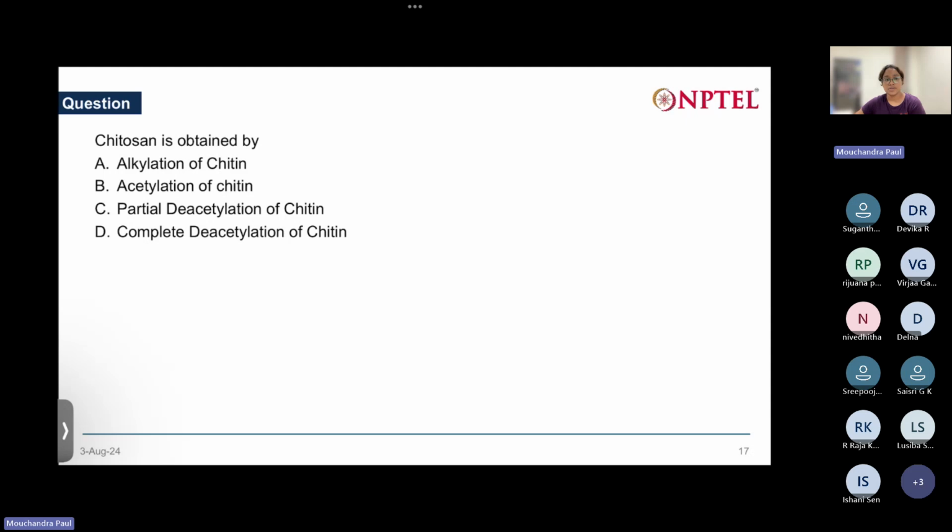Now this is the next question. Chitosan is obtained by, how do you derive chitosan? By alkylation of chitin, acetylation of chitin, partial deacetylation of chitin, or complete deacetylation of chitin. Complete deacetylation of chitin. Okay. What about others? Do you guys agree with her?